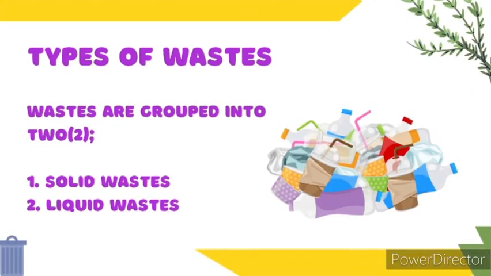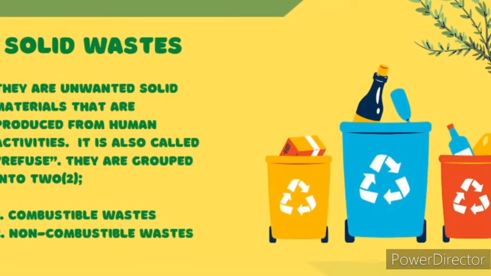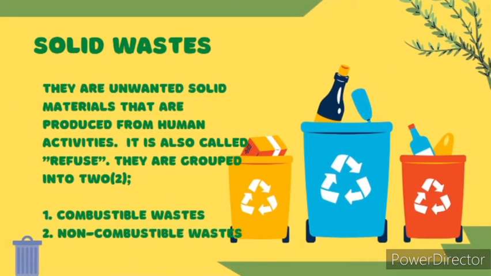Wastes can be grouped into two. How many? Two. Number one, we have solid waste and we have liquid waste. Can you repeat after me? Solid waste and liquid waste. Now we're going to be looking at what solid waste is, and we'll also look at what liquid waste is, and we'll also be looking at their different types. Let's start with solid waste.